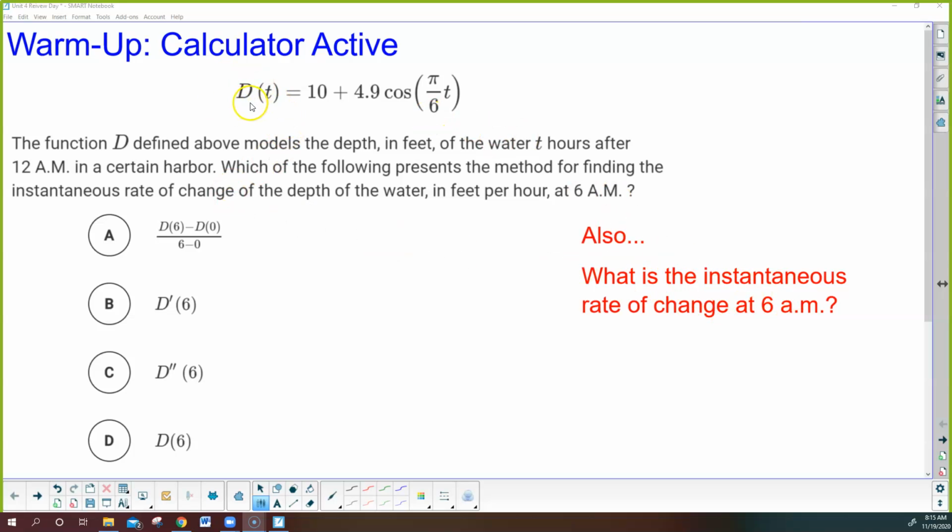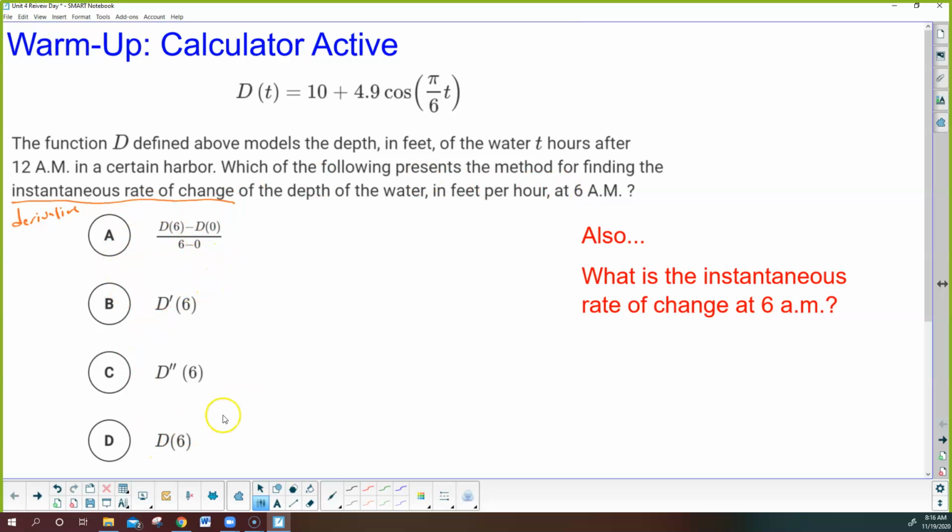Well, let's take a look at what we have. So we have the function D. What does D stand for? It's defined by the model above that gives us the depth in feet of water at t hours after midnight in a certain harbor. Which of the following presents the method for finding the instantaneous rate of change? So right there, when you see instantaneous rate of change, we're thinking it's the derivative. So which one of these identifies the derivative?